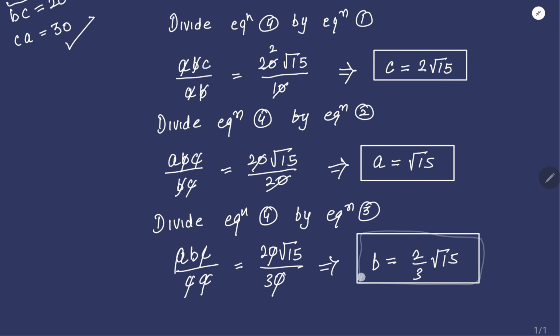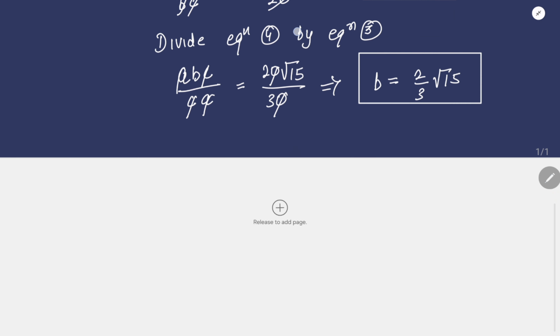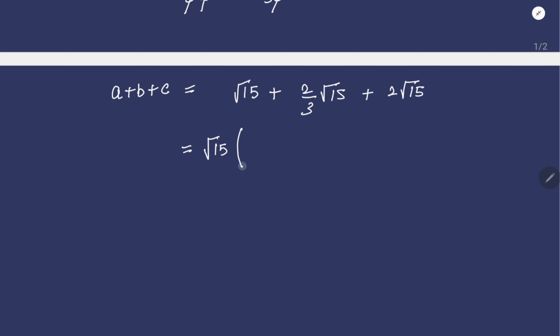So now I have A plus B plus C. What will I do? A plus B plus C. What is A? A is under root 15. What is B? B is 2 by 3 under root 15. And what is C? C is 2 under root 15, right? What will I do? I will take under root 15 common. So here I have 1 plus 2 by 3 plus 2, right?